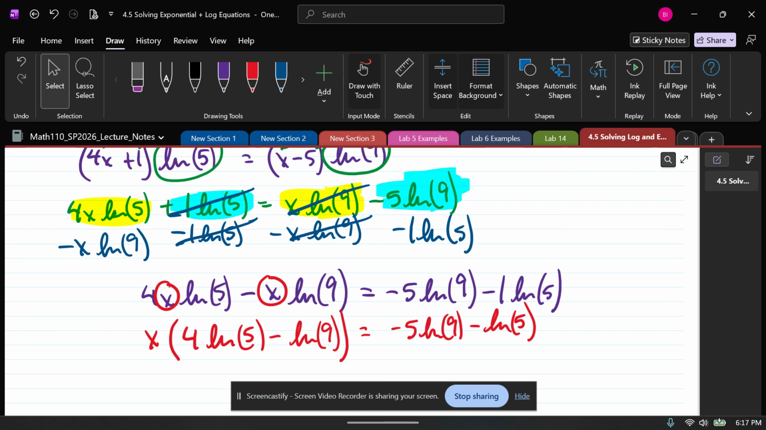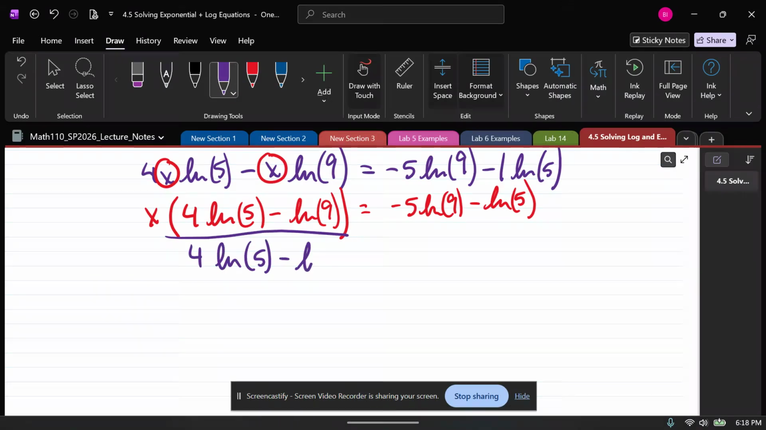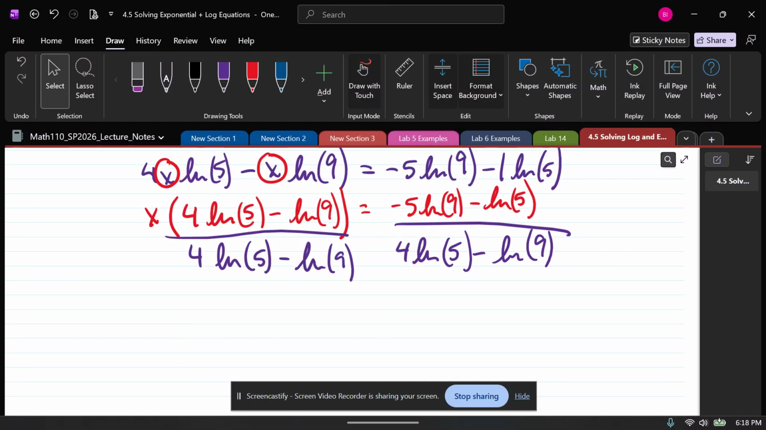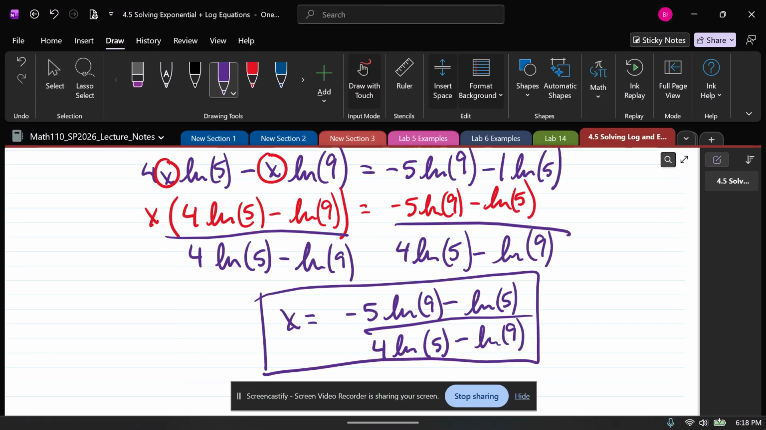Now the stuff in parentheses over here is just a number. So I'm going to divide by that number. X equals negative 5 natural log of 9 minus natural log of 5 over 4 natural log of 5 minus natural log of 9. That's my exact solution. I got x by itself.